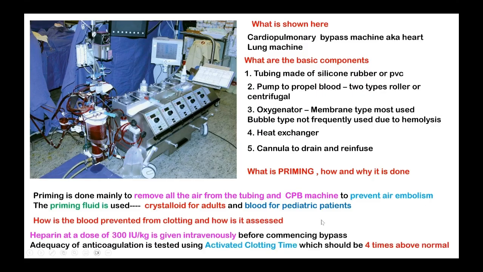Heparin at a dose of 300 international units per kg is given intravenously before commencing bypass. Adequacy is tested by activated clotting time. It should be 4 times above normal. What is the normal time? 120 seconds, sir. 180 seconds. Isn't it? So 4 times is 720 seconds. Okay, that is how it is calculated.